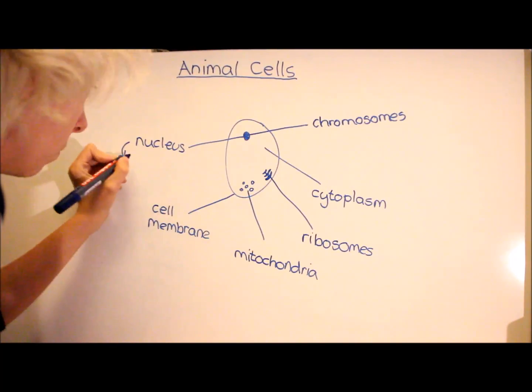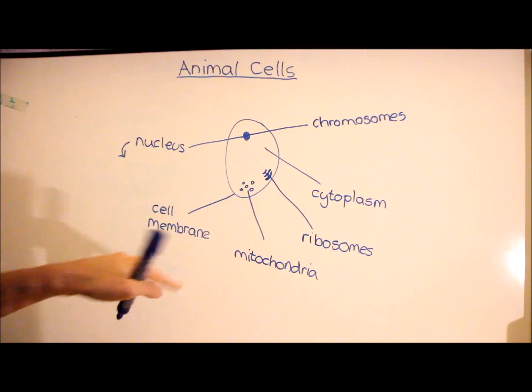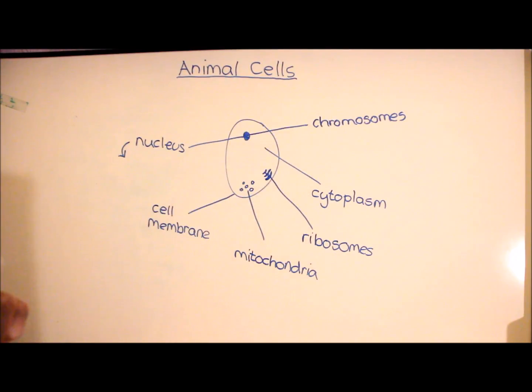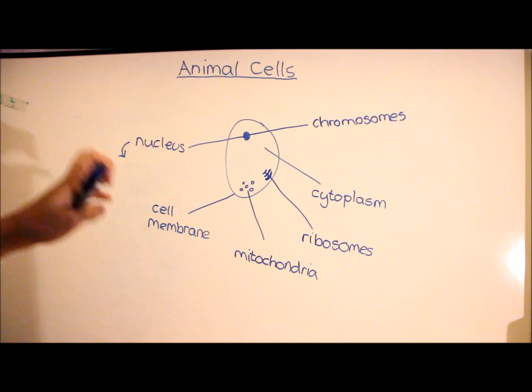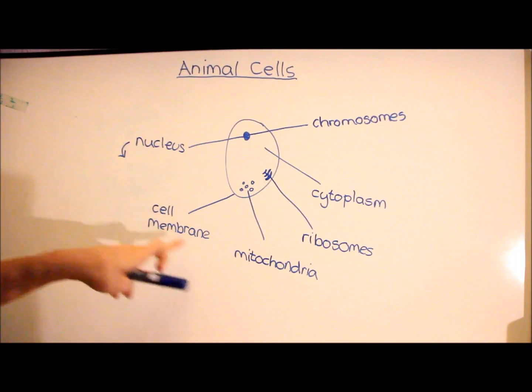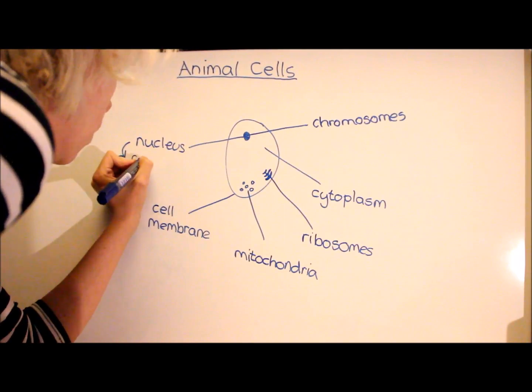So the nucleus is the brains of the operation. The nucleus controls everything else that goes on in the cell. All these other bits have very important jobs to do, and they all control other parts of the cell, and they have specific bits, but the nucleus is the one that makes sure that they're all doing it right. So it controls the whole cell. It's like the big boss.